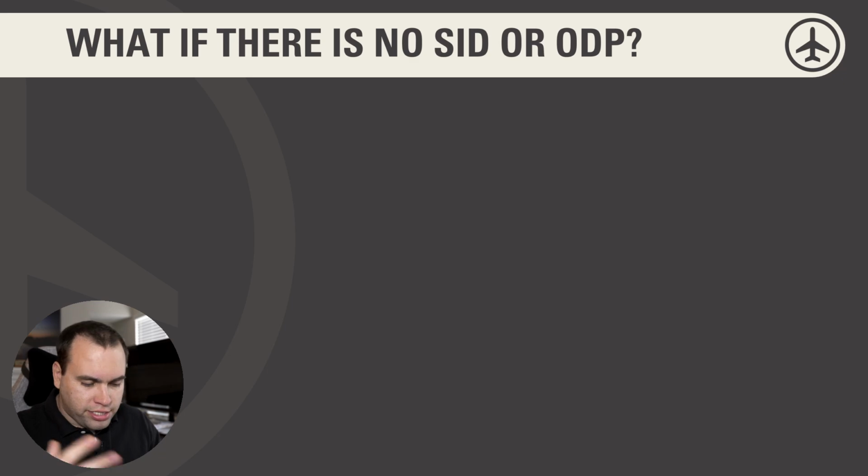Well, you might be saying, I'd take off and turn on course to my first fix or something like that if I don't have a SID or an ODP. But how are you sure you're not going to hit anything? We need some assurance that we're not going to crash into any obstacle or mountain, because we can't see the ground. We're in IMC conditions. We're in the clouds. Thankfully, the FAA helps us out here.